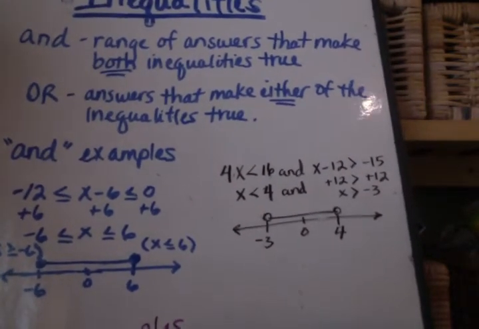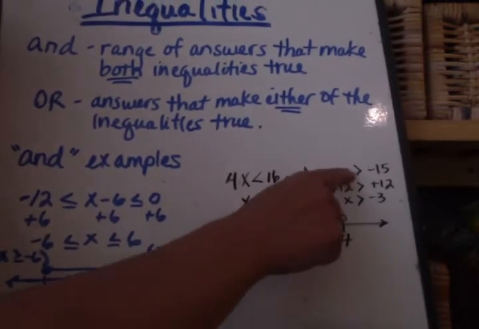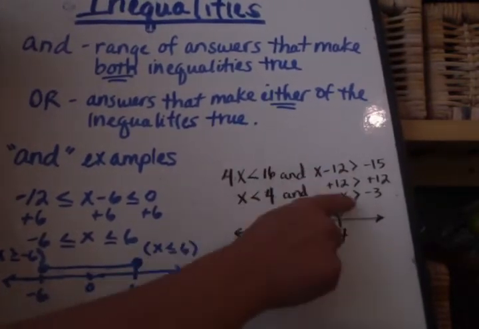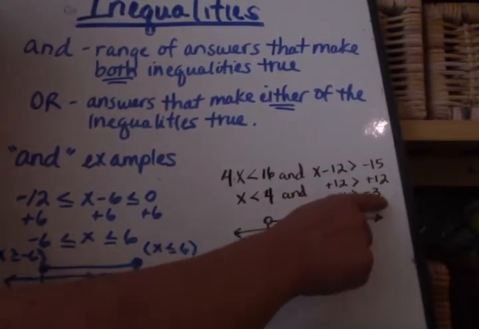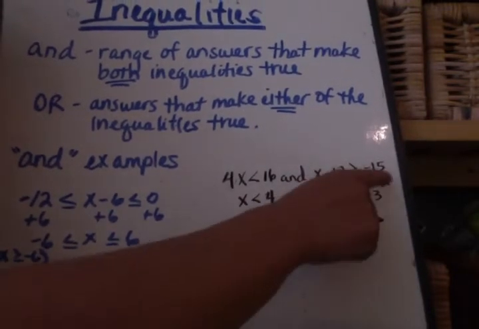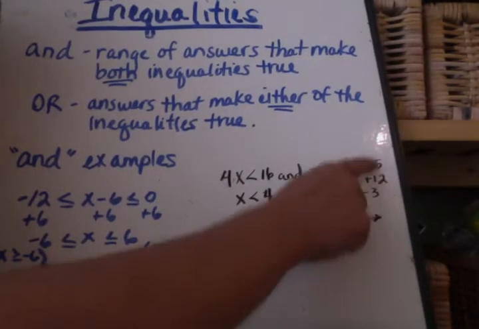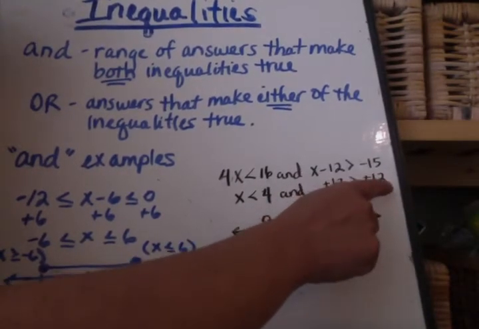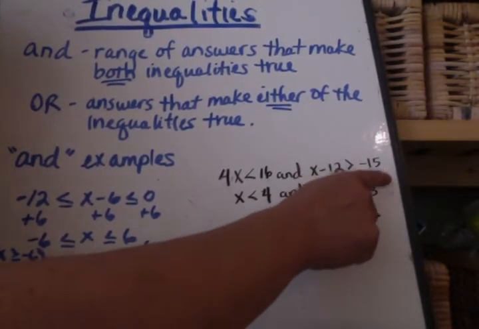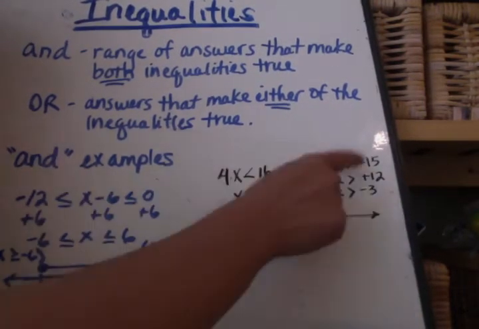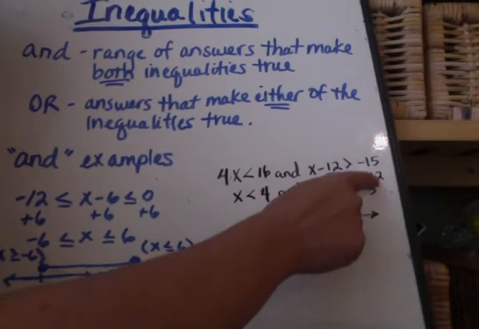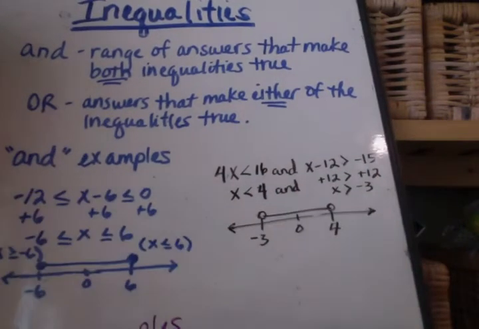When I do that, I'll have here negative 12 plus 12 is 0, so I just bring down the x. Greater than negative 15 plus 12 is going to be negative 3. Remember, we have a negative and a positive. We subtract them, the smaller from the larger, so 15 minus 12 is 3. What do I have more, positives or negatives? I have more negatives. I have negative 15, only positive 12. So my answer is negative 3.